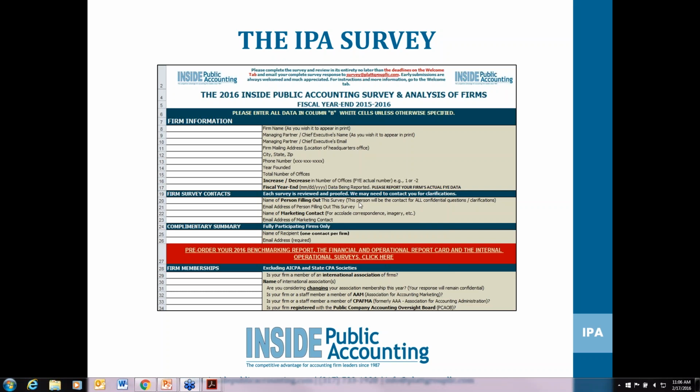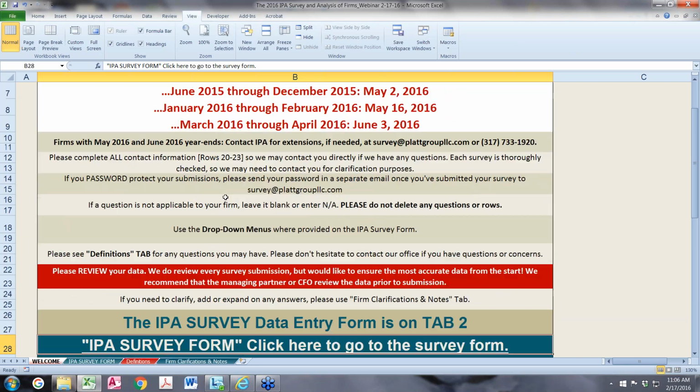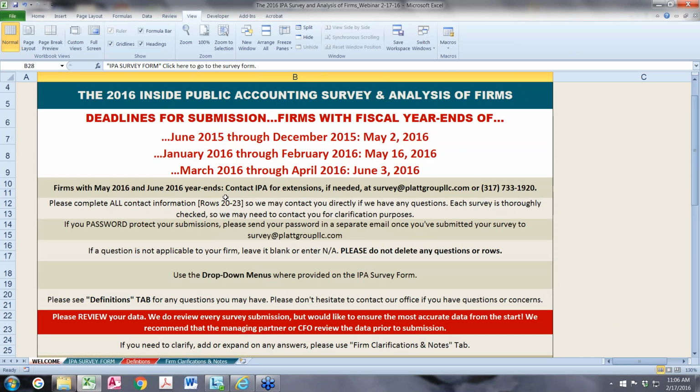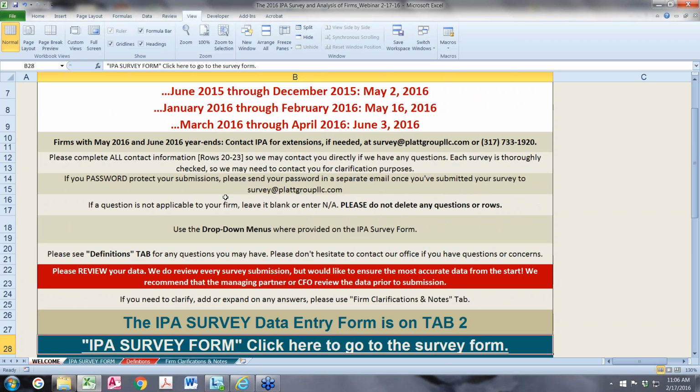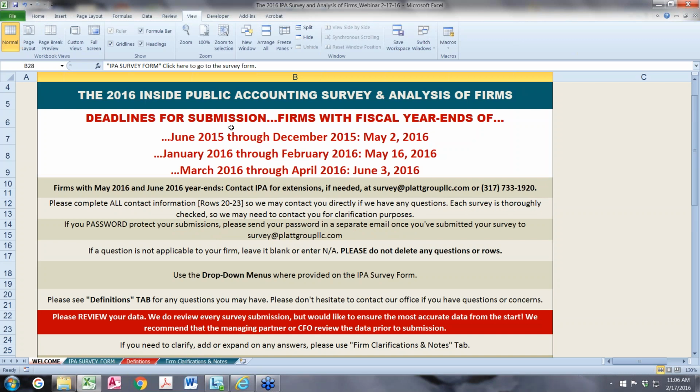Let me switch over to the actual survey form itself, and let's take a look at how the IPA survey form is laid out. When you open the email from us and click on the Excel spreadsheet, you'll be taken to a welcome page with instructions on how to fill out the form, deadlines, and how to submit the form. Your deadlines will be clearly stated here on the welcome page.